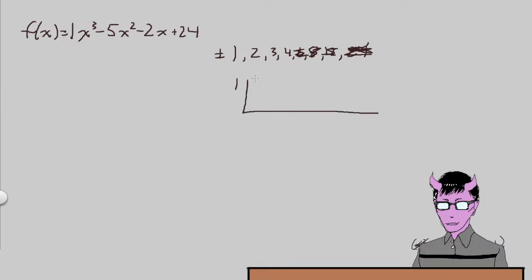Let's copy paste this. 1, -5, -2, and 24. So running through the algorithm, sum straight down, product, sum, product, sum. It already looks wrong. Product. Yep, we get a remainder. We get a positive remainder. So this is not a 0.